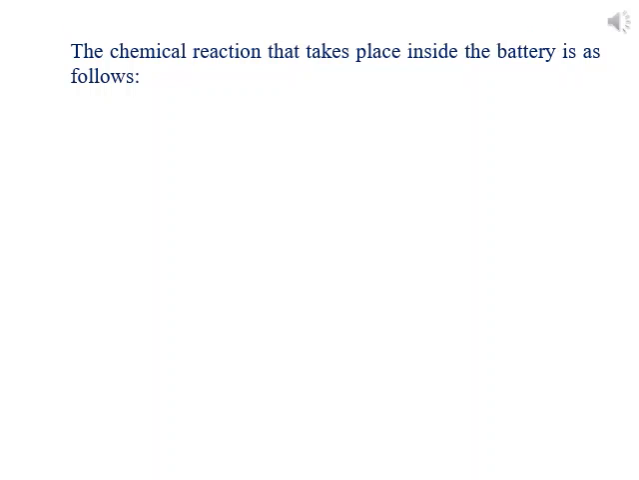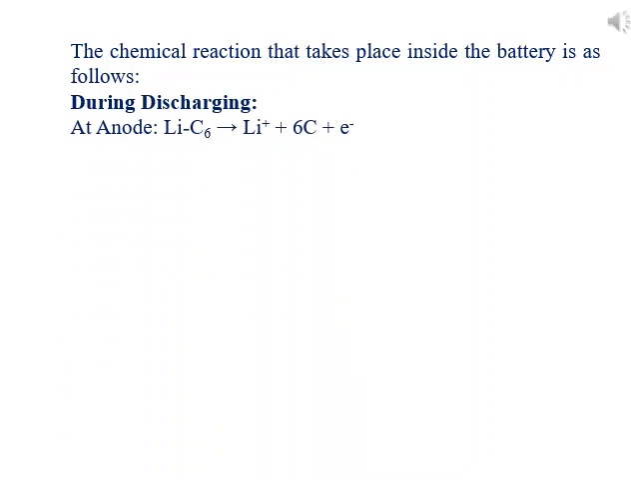The chemical reaction that takes place inside the battery is as follows. During discharging, at anode, lithium atom which is inside the graphite layer will get ionized into lithium ion, liberating electron. Thus it vacates the graphite layer and the lithium ion starts moving towards the cathode internally through the electrolyte and the electrons move externally to the cathode.